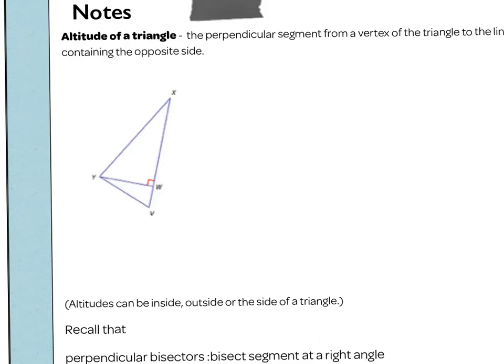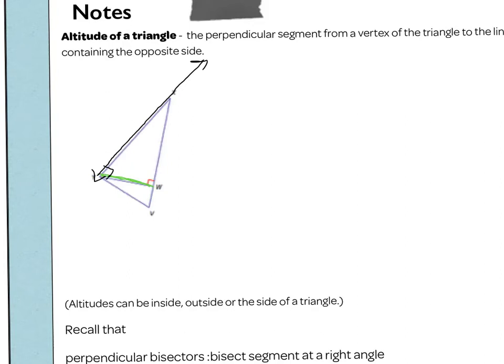Since we have one of the altitudes drawn, which we've already stated here is YW, the other two altitudes we can draw in. So let's draw them in. It won't surprise you that XY is actually an altitude. Why? Because this is a right angle.